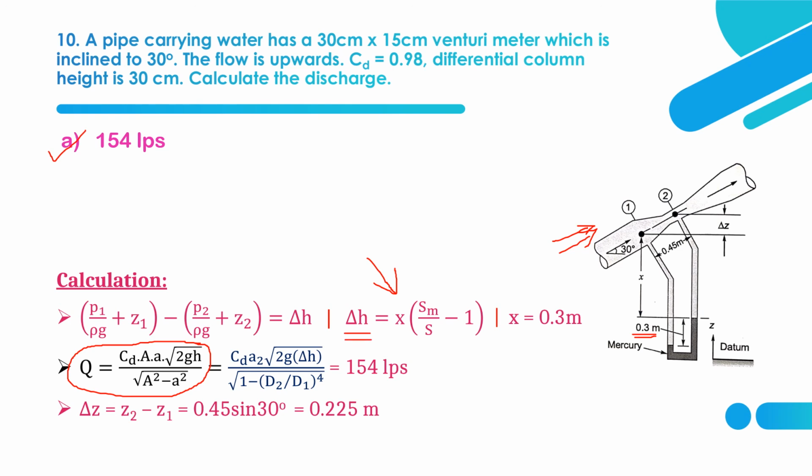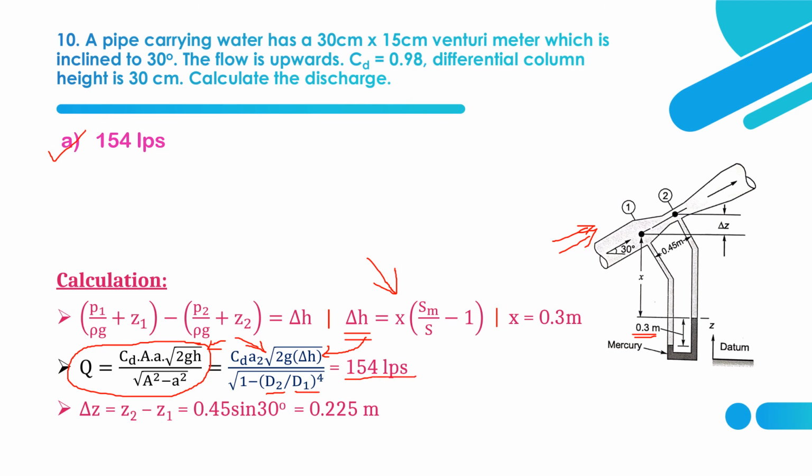So the del H value is obtained and substituted here, and D2 is known, D1 is also known. Just substitute all the things in this formula. You can choose either this formula or this formula. Both are correct to find your answer for discharge.